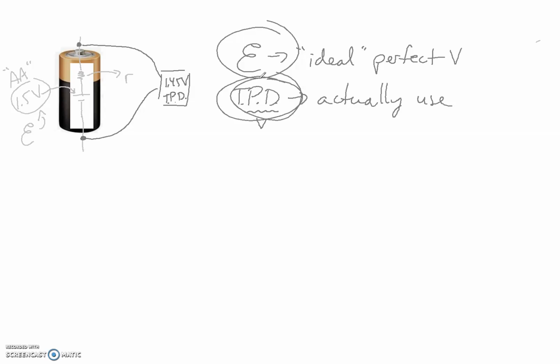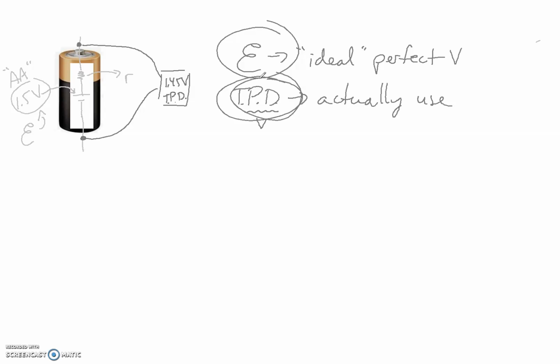And that's sort of the difference between EMF and total potential difference. That's why you often hear us talking about just potential difference or voltage rather than EMF, because actually getting to use the EMF is really rare. So that's why we just typically talk about the voltages in circuits and that type of stuff.